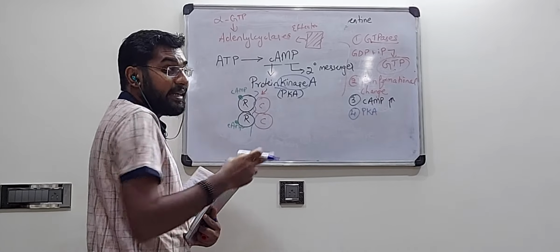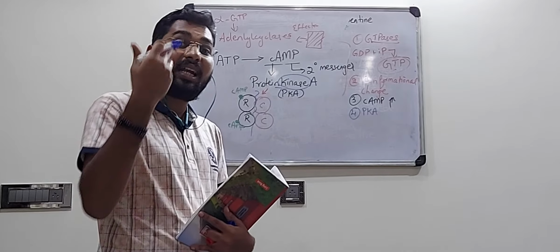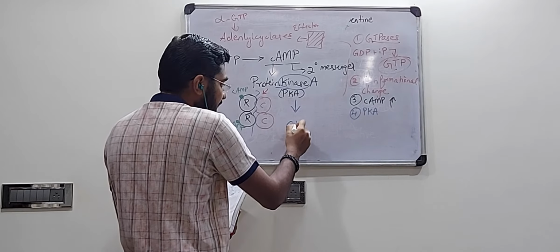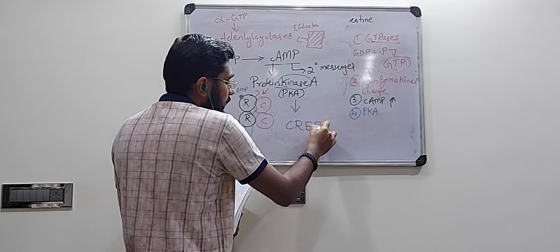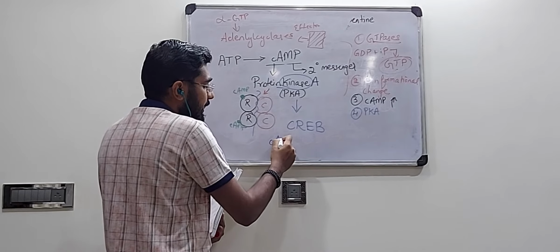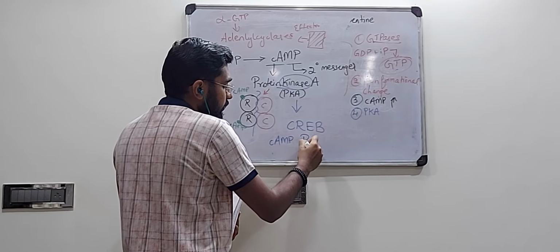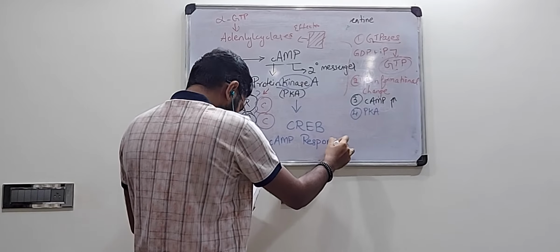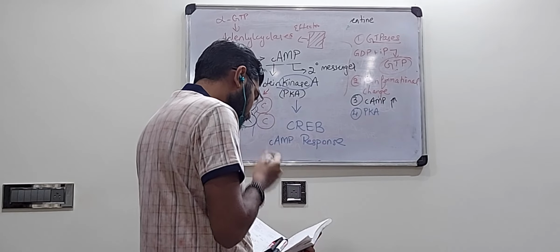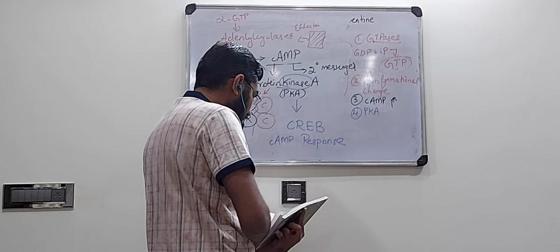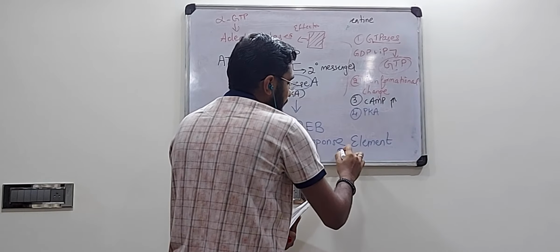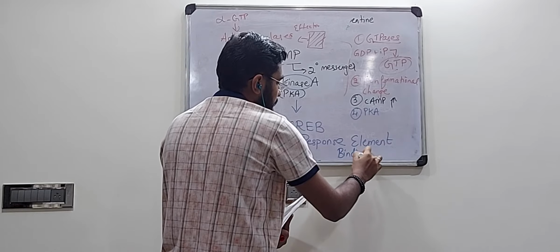And this protein kinase A phosphorylates another protein. That protein is called CREB. CREB stands for cAMP response element binding protein. It is called cAMP response element binding protein.